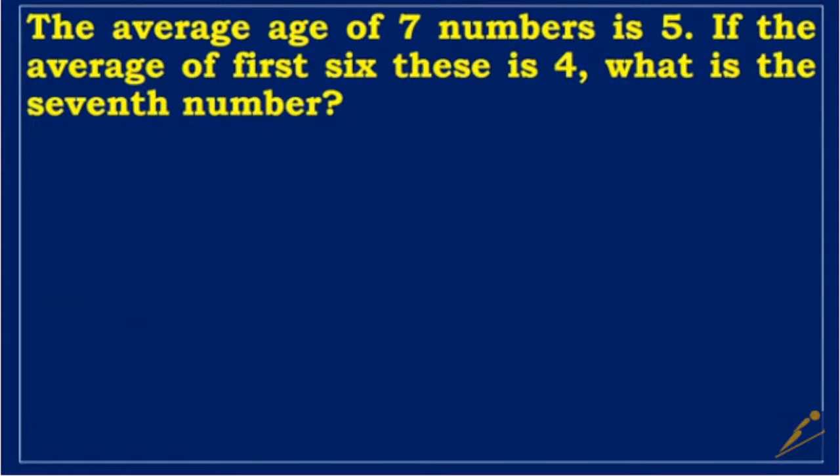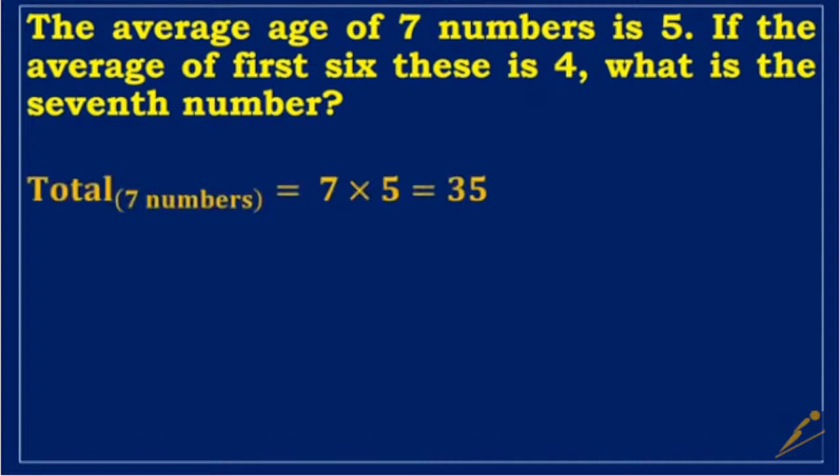The average of 7 numbers is 5. If the average of the first 6 of these is 4, what is the 7th number? We can use the information provided to set up an equation to find the 7th number. Since the average of 7 numbers is 5, we can find the sum of the 7 numbers is 7 into 5, which is equal to 35.